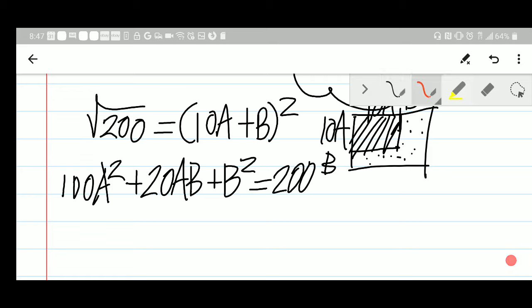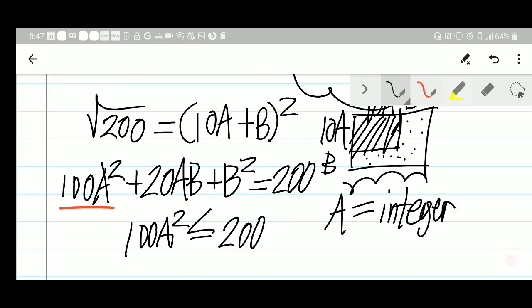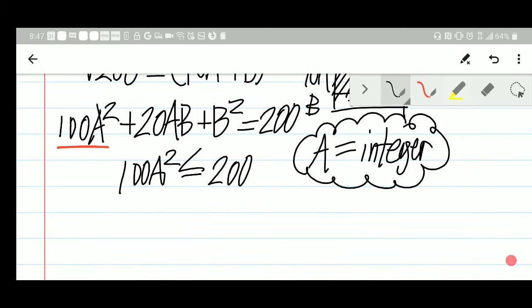Now let's just focus in on this part here. So we have 100A squared is less than or equal to 200. We're trying to figure out what A is. A must be an integer. That's our little side note. A has to be an integer. And what's the number closest to, but not going over, to get 200? Well, A equals 1. Because if A equals 2, then that would be 400. That's way over. So A equals 1 is the closest number. So we have what A is.